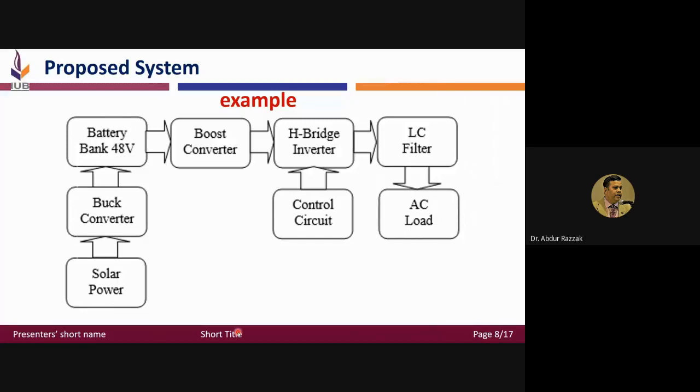Then you have to have a very precise proposed system with a block diagram, starting from the input to the output. So you have the input, you have the process, and you have the output. You have the system and you have the output. So follow this, this is one example. Just like this, you have to draw a block diagram precisely for your proposed project.